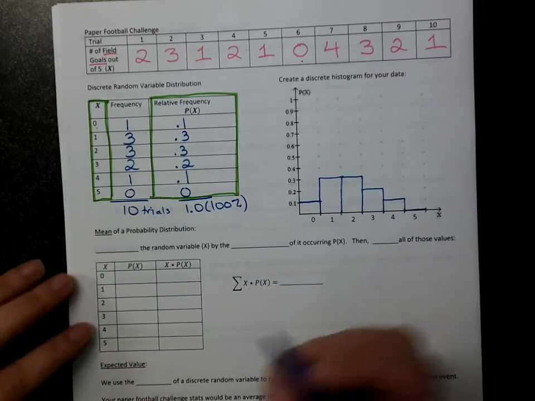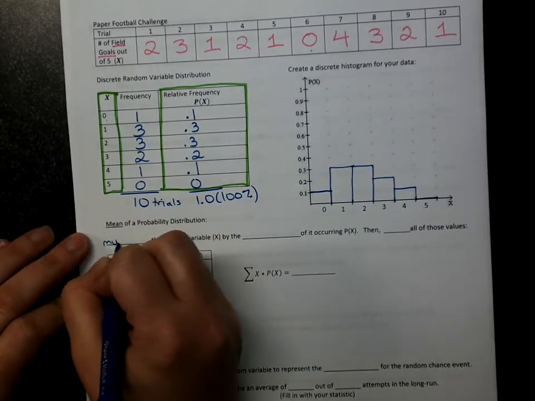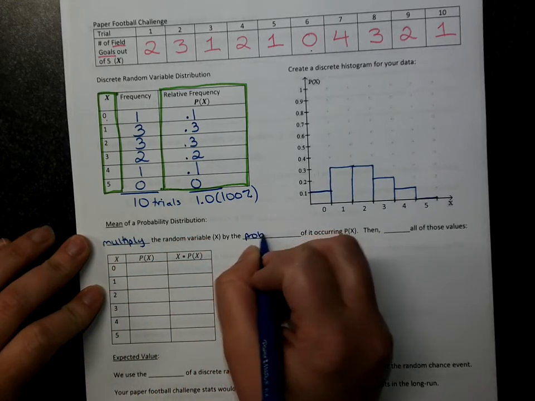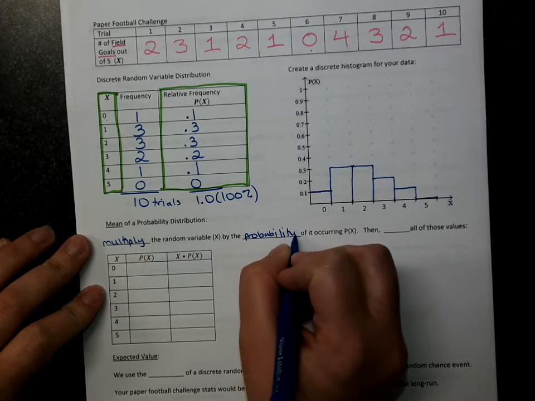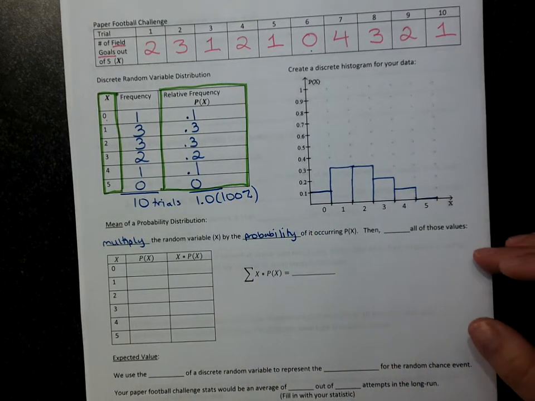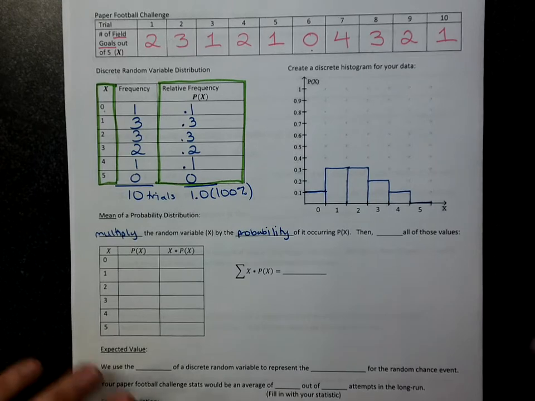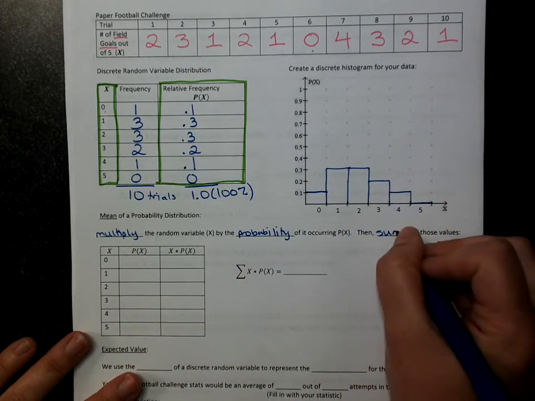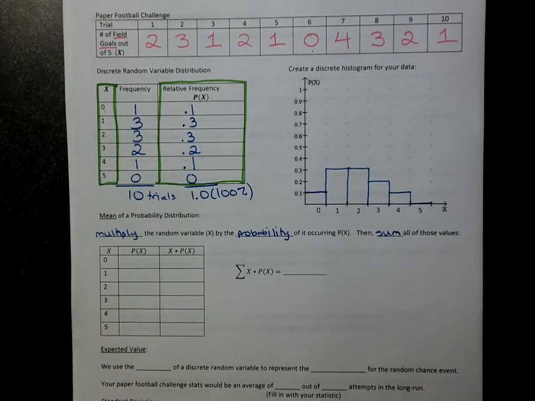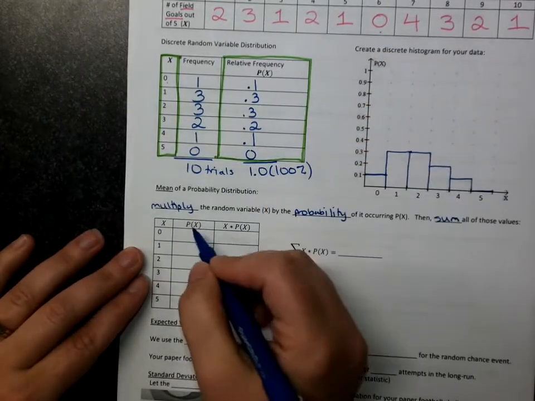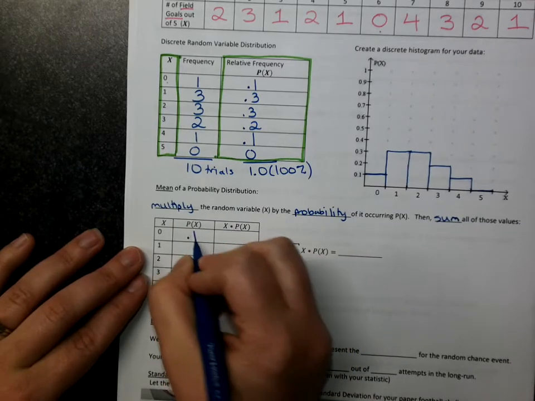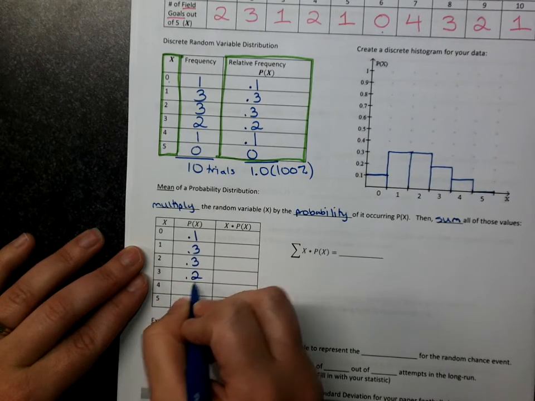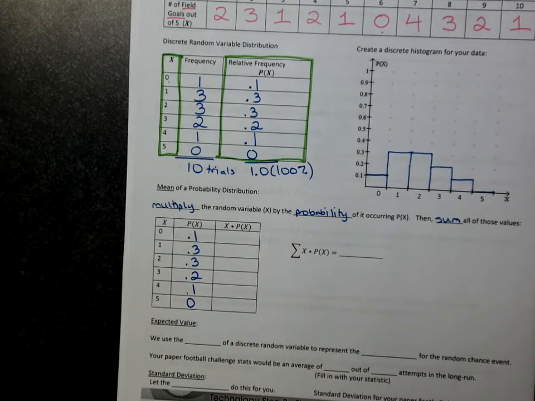And so in order to do this, you have to multiply the random variable by the probability of it occurring. And again, it's kind of like a weighted average where each part of your average has a different percentage weight. Once you multiply them, then you sum all of those outcomes. So what I'd like you to do is copy over your relative frequency into this chart: 0.1, 0.3, 0.3 again, 0.2, 0.1, and 0.